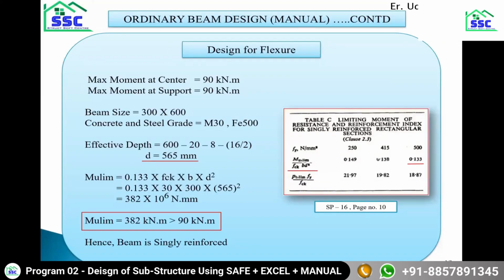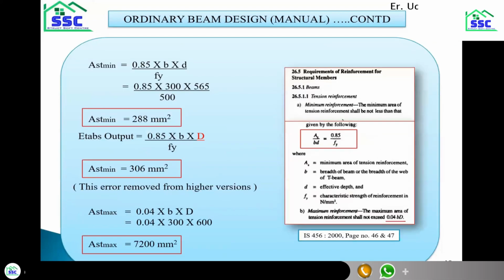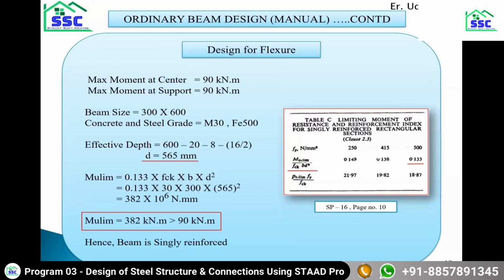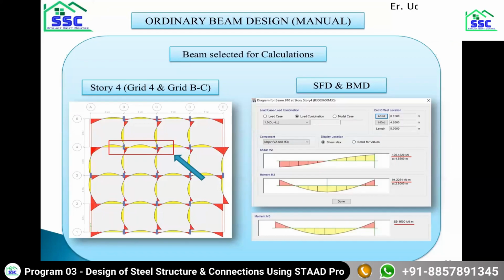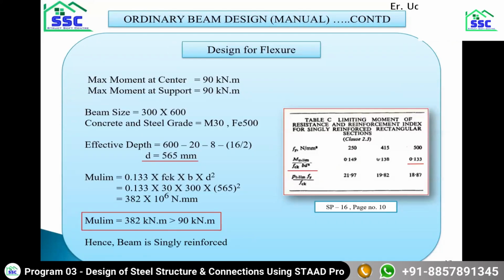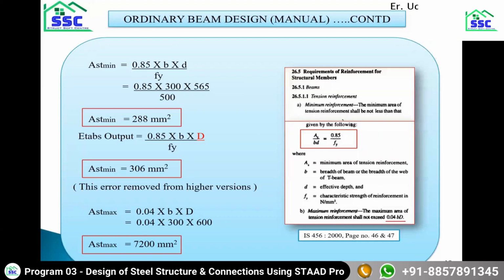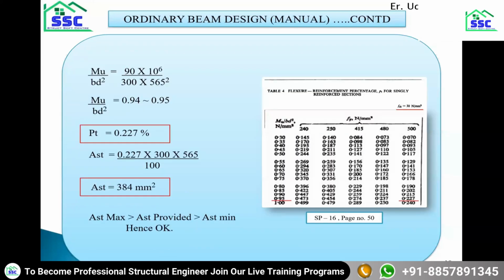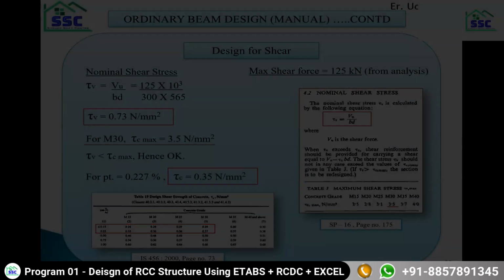So this was the part of design of beam for flexure. First of all, we determined whether our beam is singly reinforced or doubly reinforced using MU limiting. Then we found out our AST minimum and AST maximum using IS 456. After that, we found out the actual area of steel required for our design bending moment, again using SP16. And we have also cross-checked it in Etabs that whatever we performed manually is exactly matching what is given in Etabs.